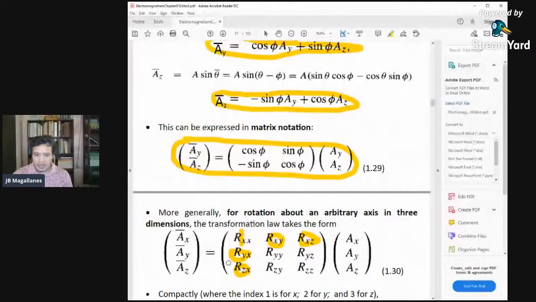Because AX times RYX should be 0 here. And AY times RYY should be equal to cosine phi. And this one is equal to sine phi. This one is also equal to negative sine phi. And this one is also equal to cosine phi. So here is the 2-dimensional or 2x2 matrix equivalent to this. This is the general form.